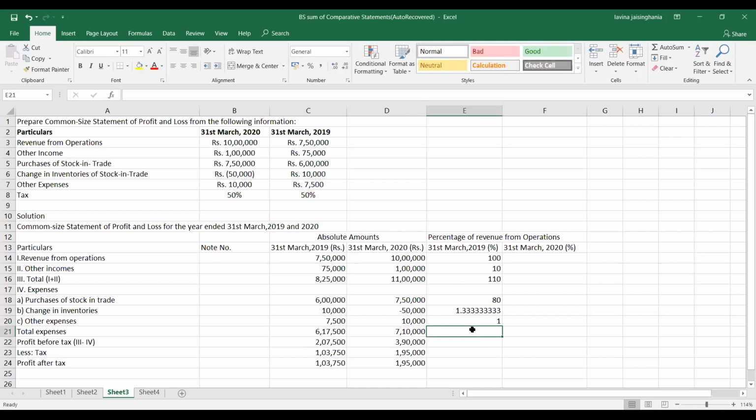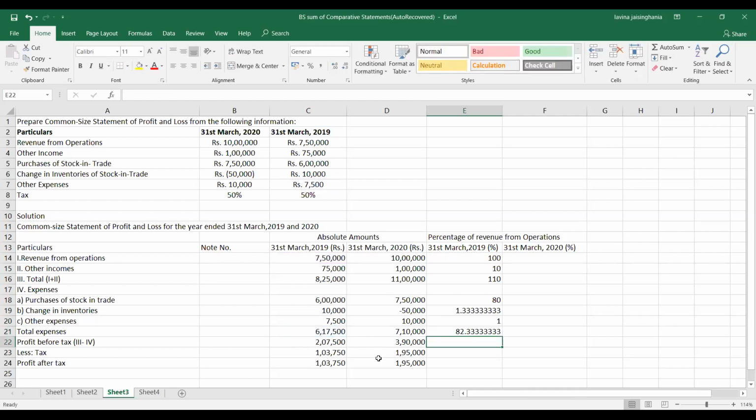Same for total expenses. If 7,50,000 is 100%, 6,17,500 is how much? Okay, 6,17,500 into 100 divided by 7,50,000. So you'll get your answer as 82.333.